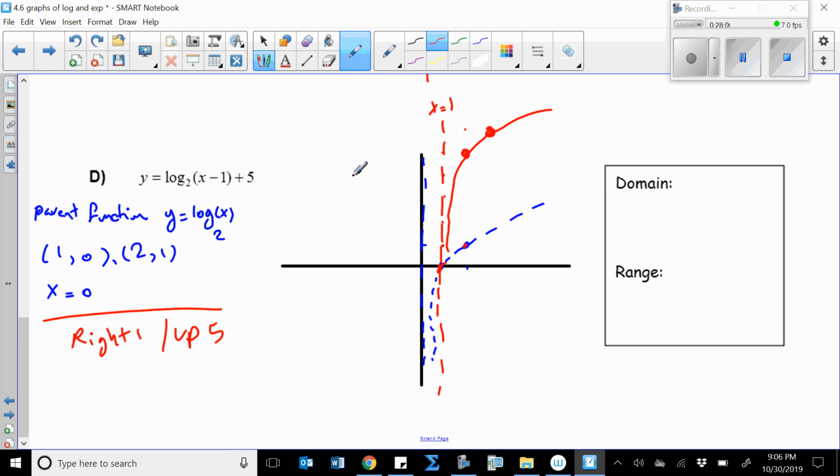So the domain of this function from left to right is starting from 1 to infinity because it's continuing to this side. And the range, because this line is continuing to go to the bottom, starts from negative infinity and goes to infinity. This will be the range of this function.